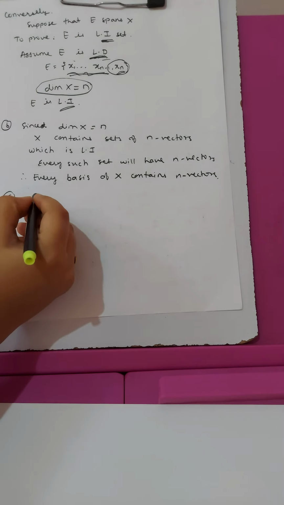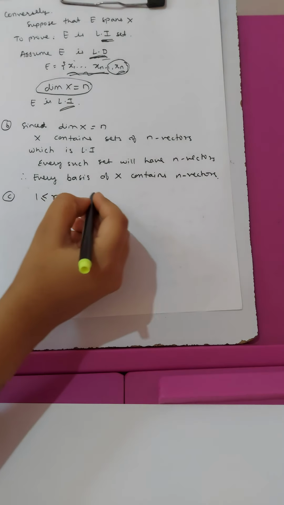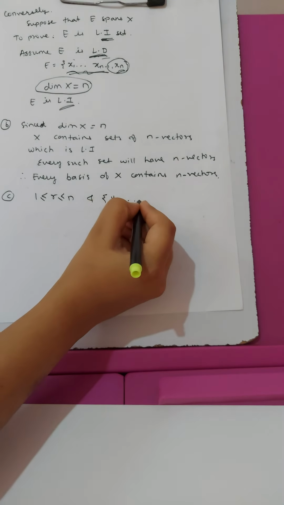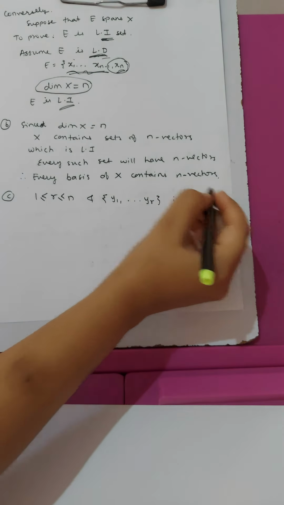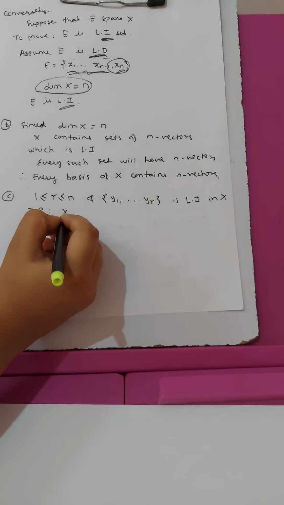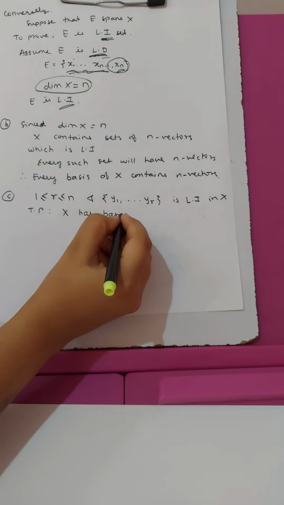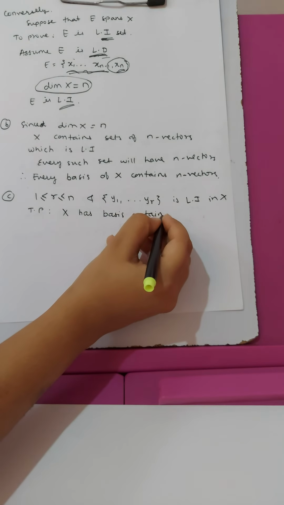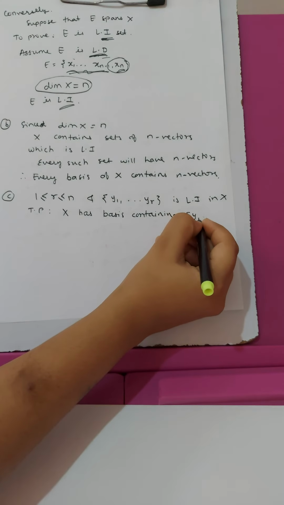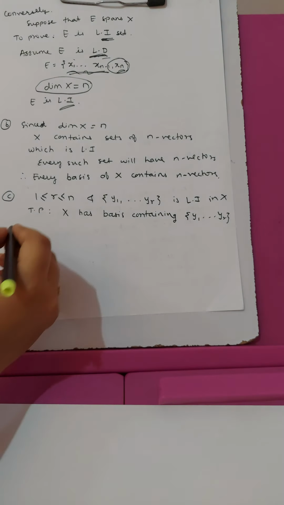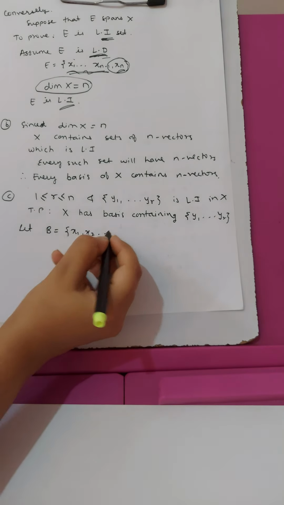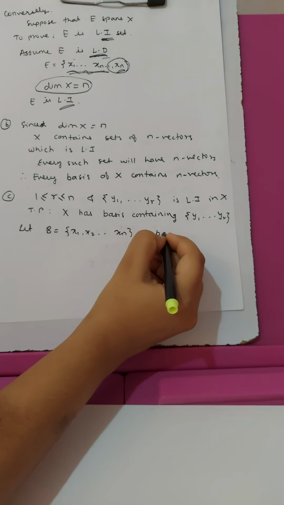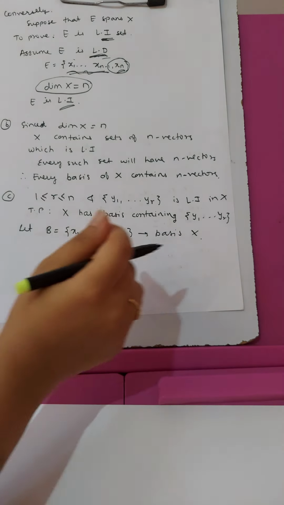Now the third one. In the third condition it is given that for 1 less than r less than n, the set y1 up to yr is linearly independent in X, and we have to prove that X has a basis containing this set, containing y1 up to yr. Now let B equal x1, x2 up to xn be the basis of vector space X.